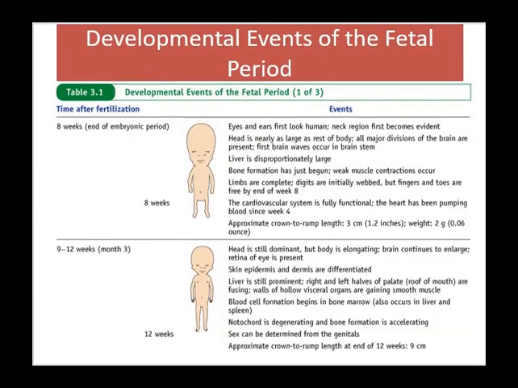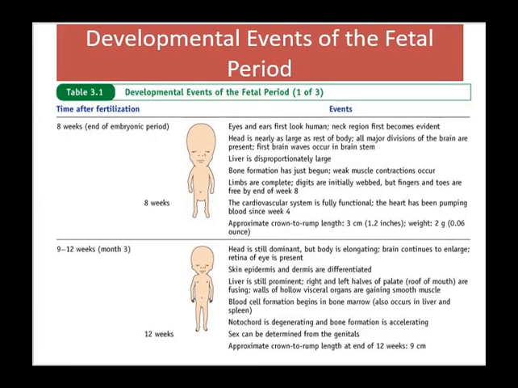So in this table we can see the development of the fetus, and the events that occur in each month, starting from the 8th week, which is the end of the embryonic period. We can see the eyes and ears first look human, the neck region first becomes slightly evident, and the head is nearly as large as the rest of the body, more than half of the body. All major divisions of the brain are present.